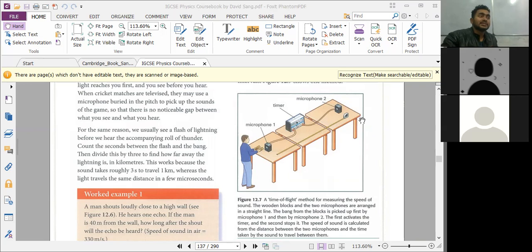And my answer is thus accurate. So since sound moves in a straight line, we should place the microphones in a straight line, so we don't get any experimental error. Clear? Don't write the answer. Go home and write it from my recording.